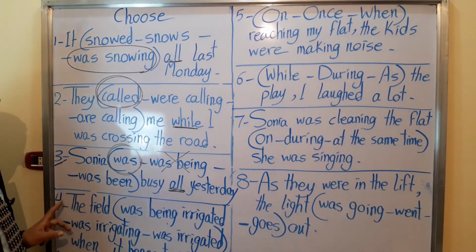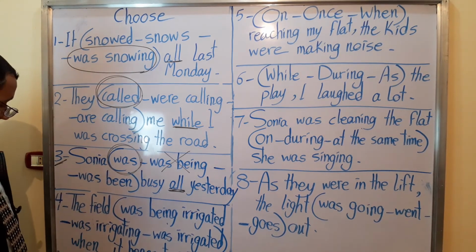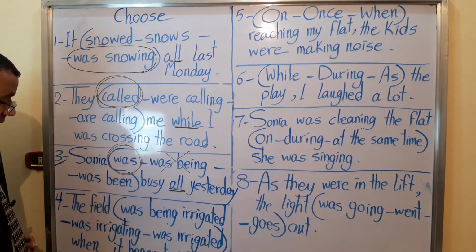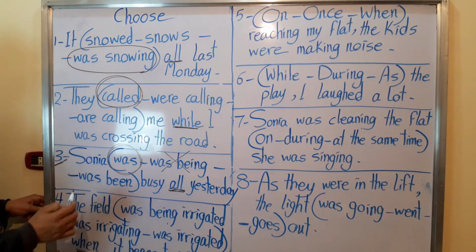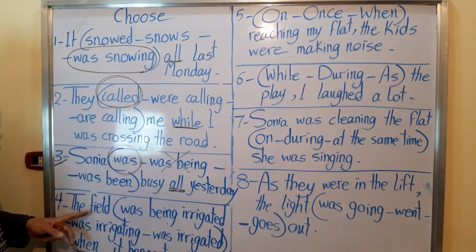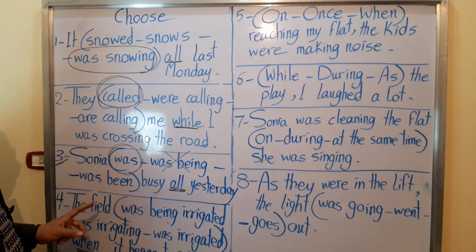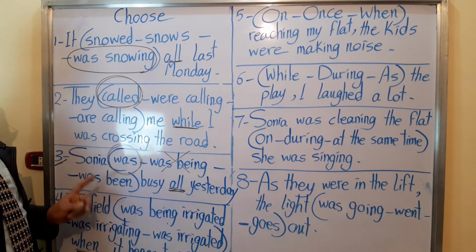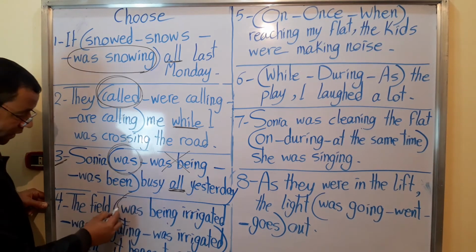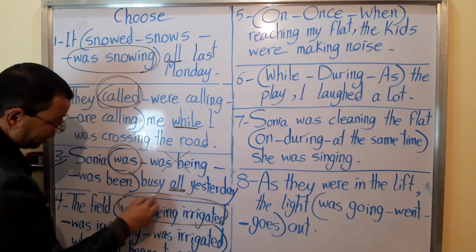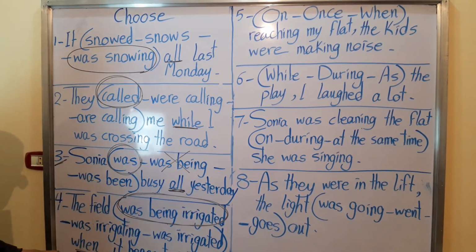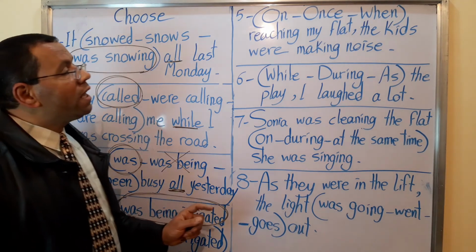Number 4. The field when it began to rain. We have the keyword when followed by past simple, so we need past continuous, but this is passive. The field, ما قلتش the farmer. I started with the field, the object. The field was being irrigated when it began to rain.